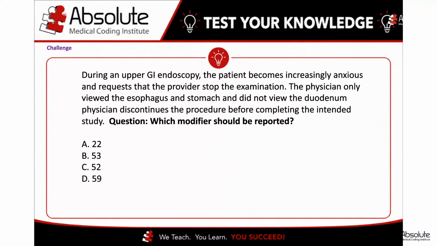During an upper GI endoscopy, the patient becomes increasingly anxious and requests that the provider stop the examination. The physician only viewed the esophagus and stomach and did not view the duodenum. The physician discontinues the procedure before completing the intended study. What is the answer?